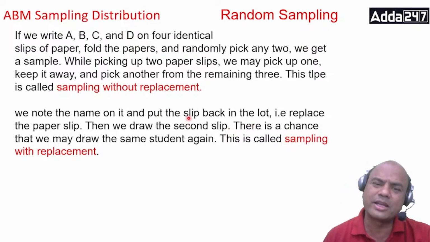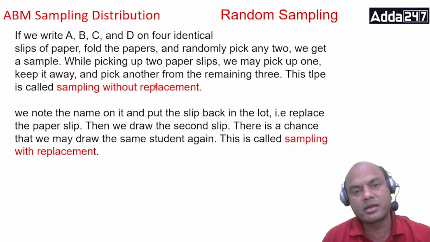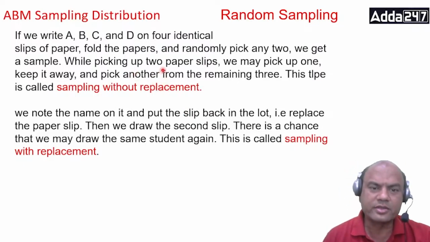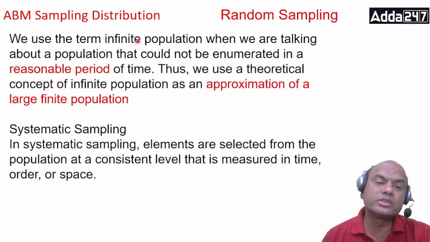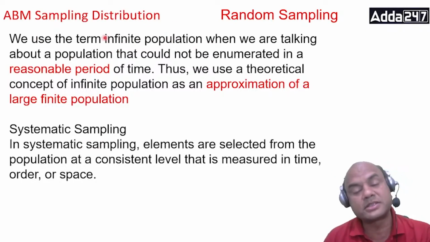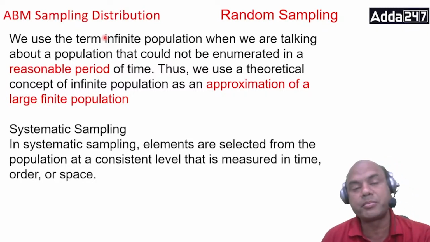Don't we have this? We have seen this many times, right? With and without. Whenever I take any slip, I don't put it back in that box, right? So that is without. And this is with. We use the term infinite population now because this term is asked in the exam. It refers to a population that could not be enumerated in a reasonable time period.